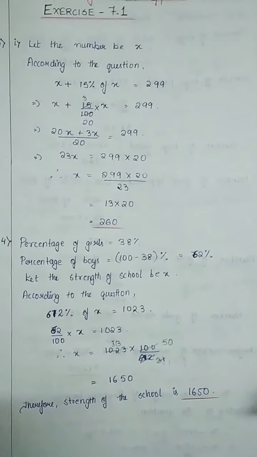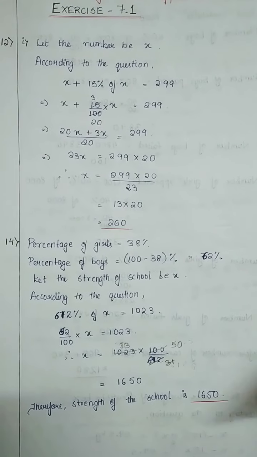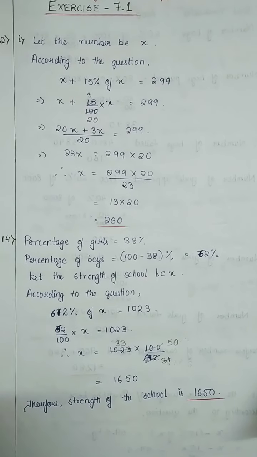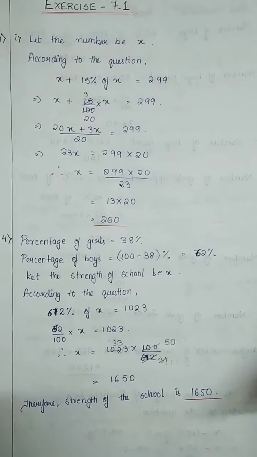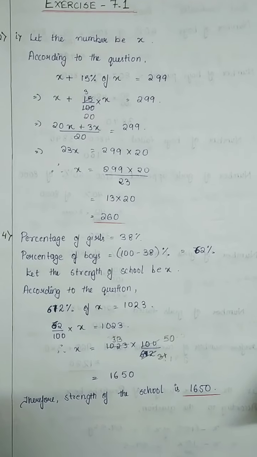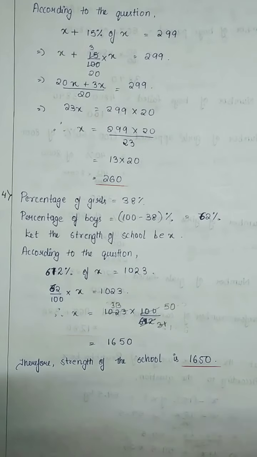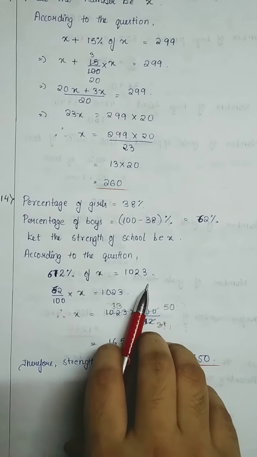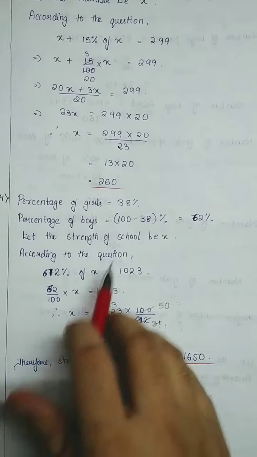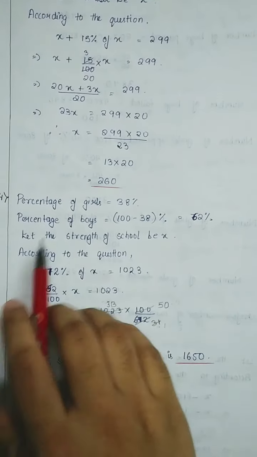Okay class, question number 14. It is given in the question, percentage of girls is given 38%. Okay, and we have to find the strength of the school, when the number of boys is given 1023. So number of boys is given and percentage of girls is given, and we have to find the strength of the school.